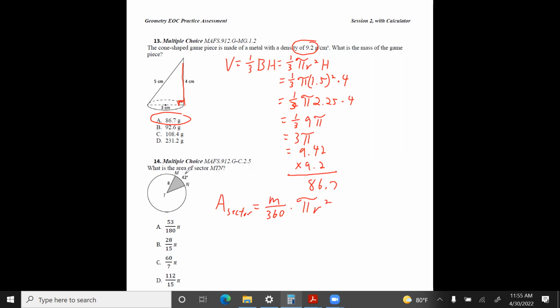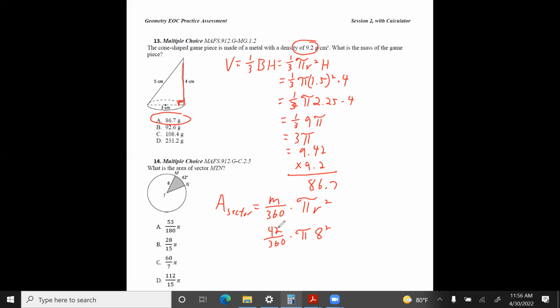Let's see, we have an angle, or sorry, an arc measure, which is 42. So 42 over 360 times pi r, and this one is 8, so 8 squared. And then we need to simplify. Notice all the answers are in simplified form in terms of pi, so we're not going to multiply out pi this time. So first thing, let's see if we can simplify this a little bit. We have 42 and 360. 6 definitely goes into both of those.